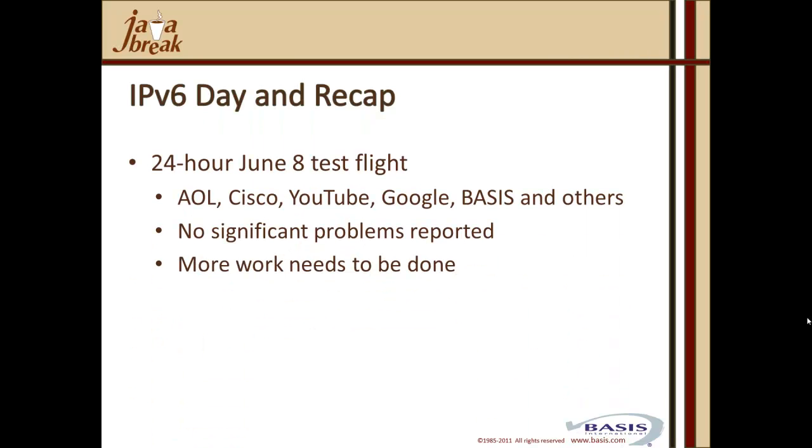Back on June 8th was World IPv6 Day, and major web companies and other industry players such as AOL, Cisco, YouTube, Google, and Basis, and several others enabled IPv6 on their main websites for a period of about 24 hours. The goal there was to motivate organizations across the industry, internet service providers, hardware makers, OS vendors, and web companies to prepare their services for IPv6 to ensure a successful transition as IPv4 addresses run out. Early results indicated that the day passed according to plan with no significant problems.